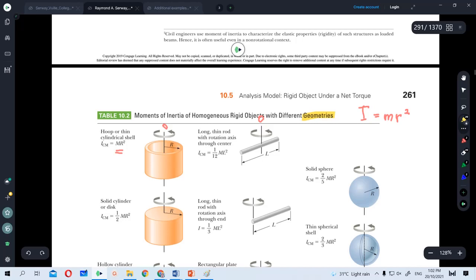Now, how do you know that we are going to use I equivalent to 1 over 12? You need to go to page 261, pause the video, go to this page, and look for a thin long rod, which very much resembles the seesaw, where the axis of rotation is located at the center. So this is how and why we decide to use this expression.